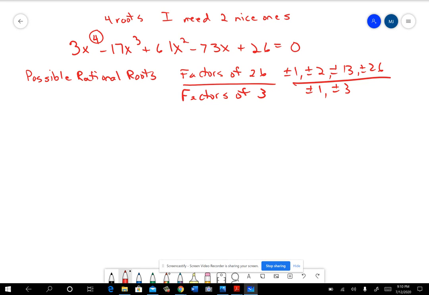So to get the possible rational roots, I set up this situation here. And then when I have 2 possibilities down there, I need to do 1 over 1, which would be 1. 1 over, or I'll do it this way, 1 over 1, and then 2 over 1, and then 13 over 1, and then 26 over 1. But then I need to also do 1 over 3, 2 over 3, 13 over 3, and 26 over 3, okay? And I need plus or minus on all of those. So I have really 16 possibilities.